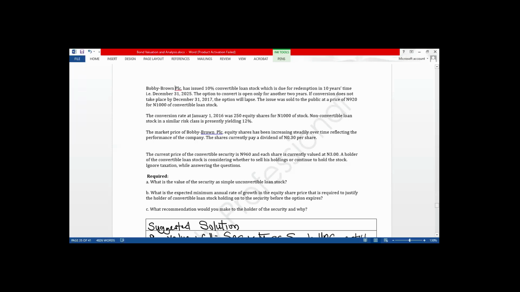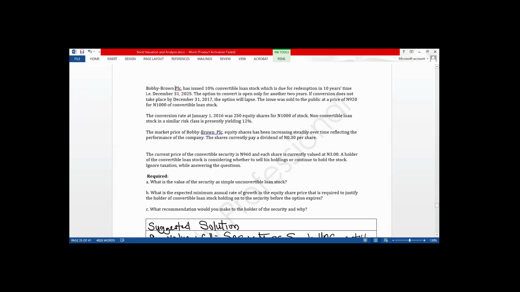What is the expected minimum annual rate of growth in the equity share price that is required to justify the order of the convertible loan stock holding on to the security before the option expires?